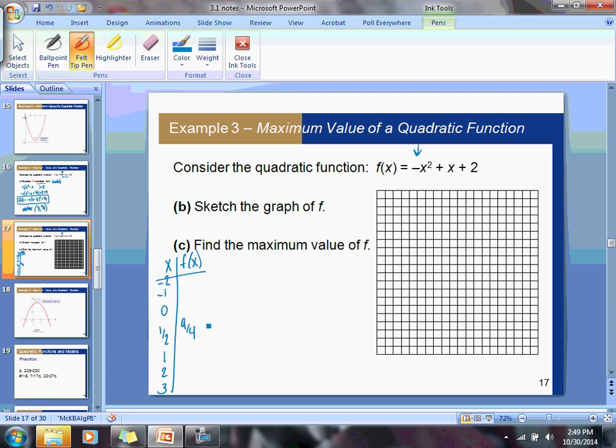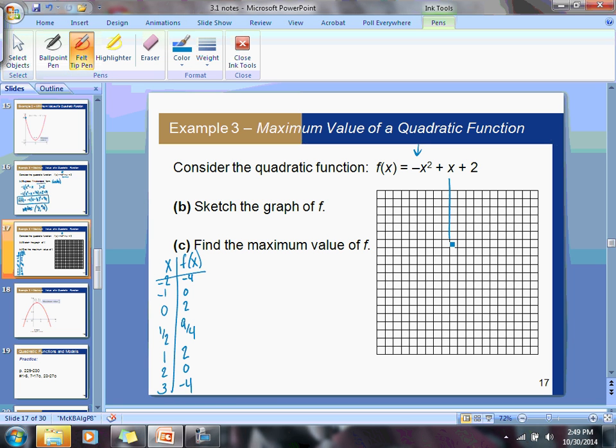Sometimes when you have fractions for vertices, it means that you might need more values than just 5 to get the complete picture of the parabola. So use your judgment there to know how many values you need. But you should get -4, 0, and 2 for your values. Again, that pattern is going to repeat because it's a parabola.